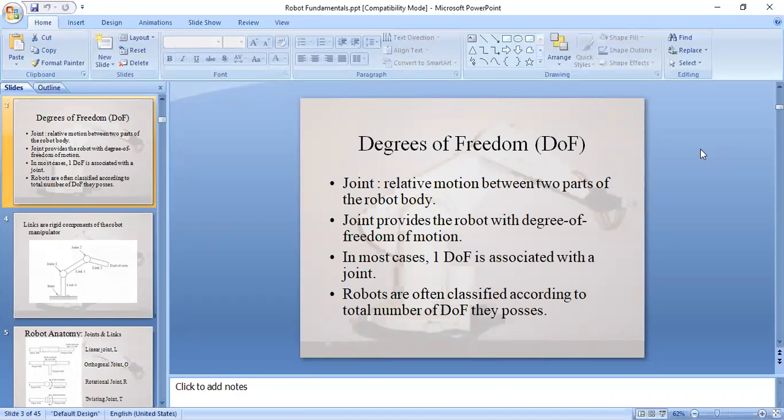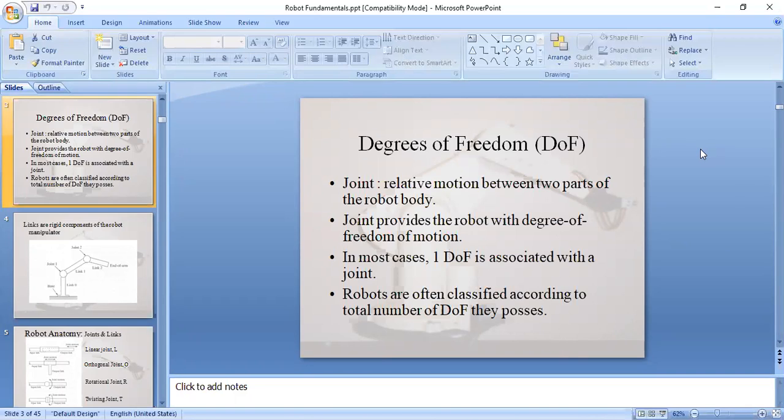Degree of freedom, we all know the definition of degree of freedom. It means the number of directions through which that robotic arm can manipulate. So 3 translation and 3 rotational movements. Total 6 degrees of freedom for every component we can assign in a space.